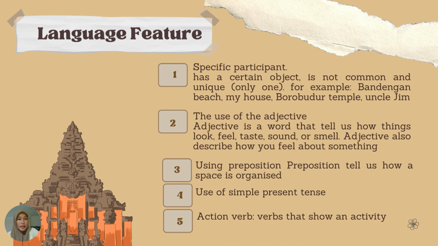And next is using prepositions. Prepositions tell us how a space is organized. Usually in a text it is like of, on, in, form of, and many more. And next is using the simple present tense. And the last one is action verbs. An action verb is a verb that shows an activity such as run, talk, and many more.